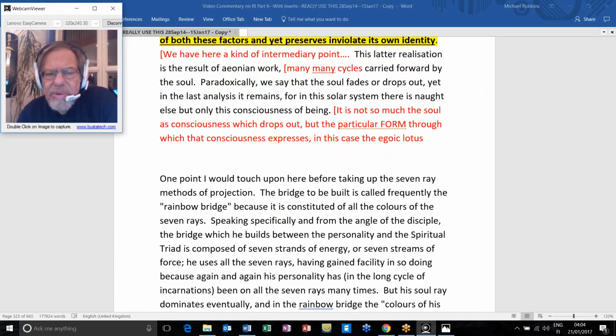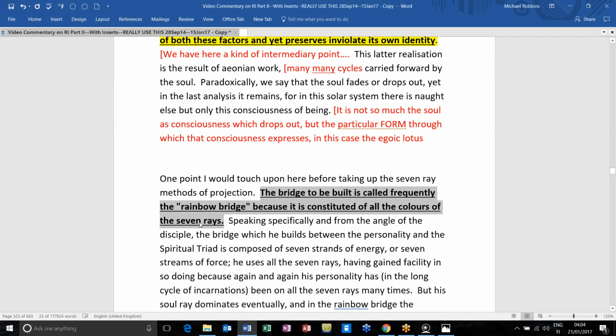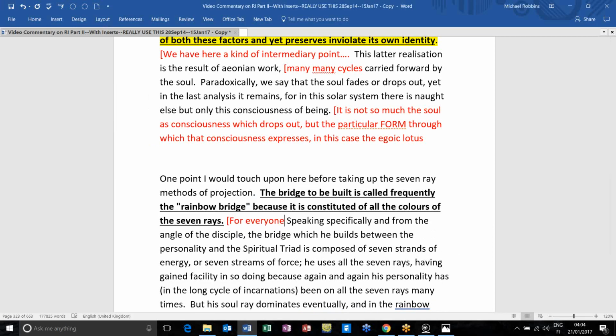The time equation is very much in our hands, if we will. One point I would touch upon here before taking up the 7-ray methods of projection: the bridge to be built is called frequently the rainbow bridge, because it is constituted of all the colors of the 7 rays. And I suppose this would mean, I would say, for everyone.